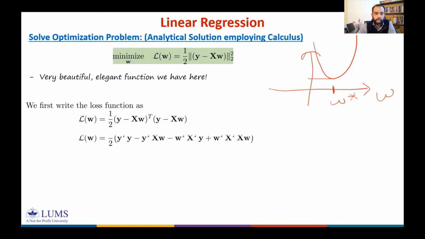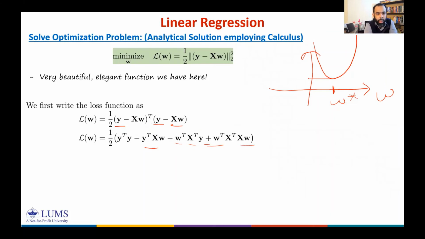And when you expand this, we get y transpose y minus y transpose Xw, you get this term. And then you have minus Xw transpose times y, which is w transpose X transpose y. And finally, you have w transpose X transpose X w.